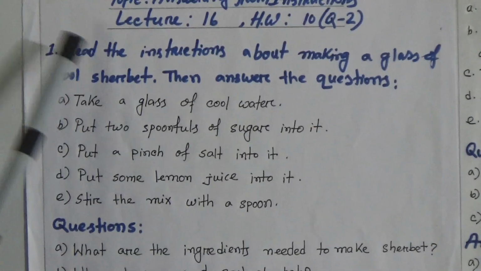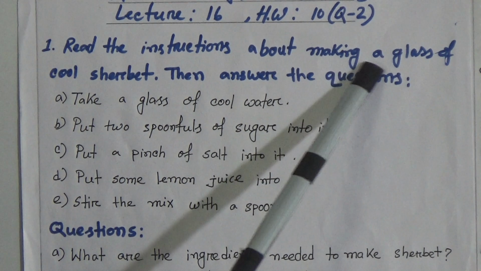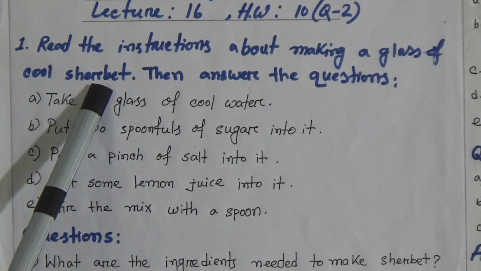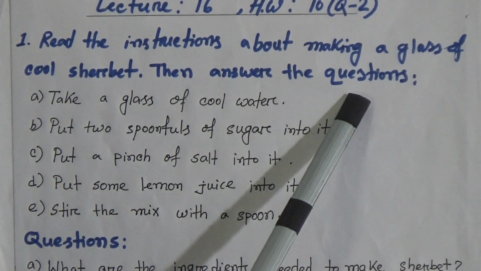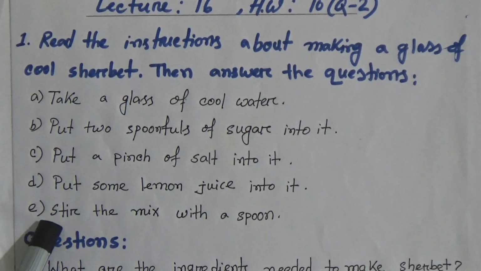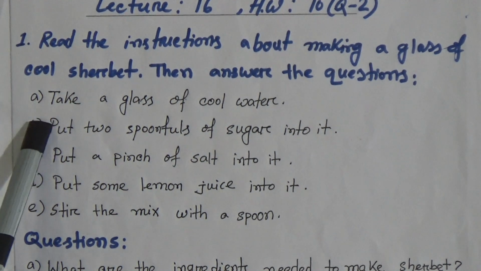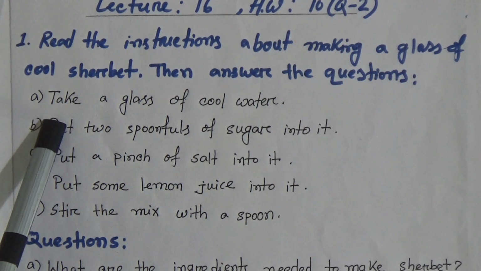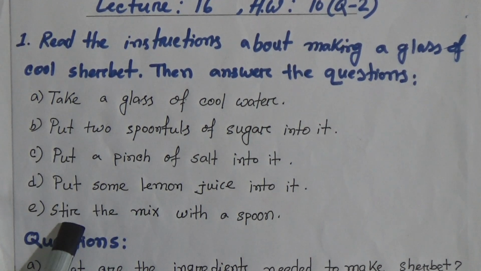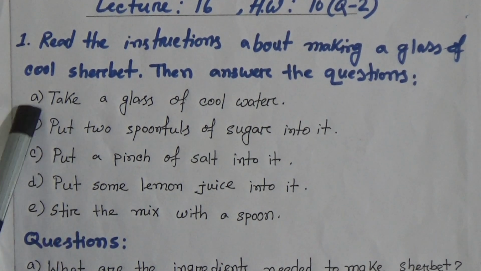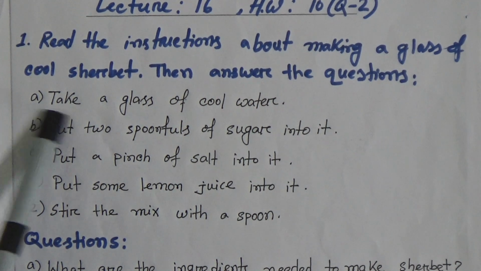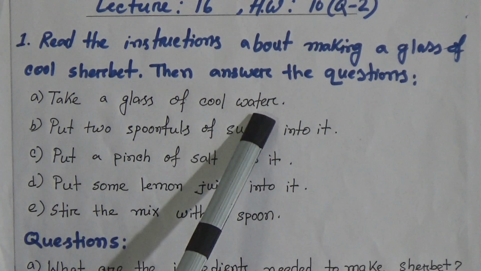Question number 1, read the instructions about making a glass of cool sharbat. Then answer the questions. There are some instructions, then there are 3 questions. You have to answer all these questions from the instructions. At first I will read out the instructions, then the questions, and I will help you how to answer the questions. Instruction number A, take a glass of cool water.